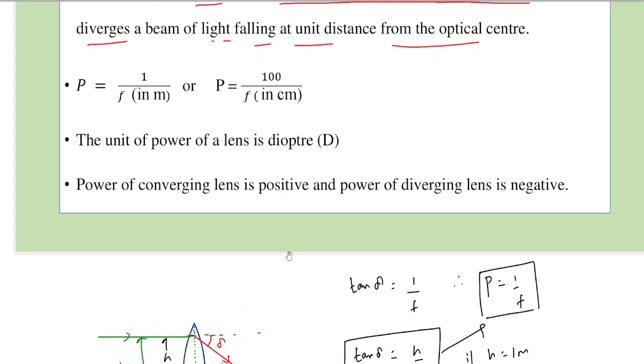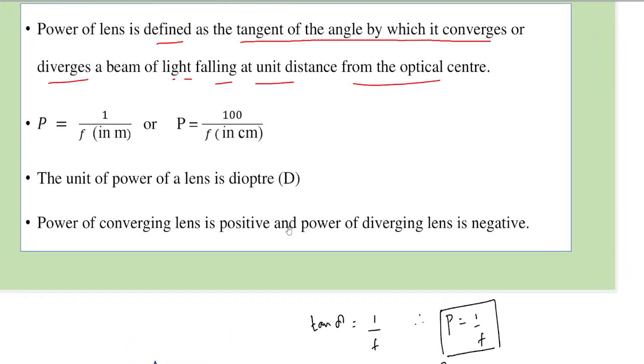And we have been seeing in the numericals that in many cases the focal length is in terms of centimeter, but to define power from this form, f should be in meter. So power is given as 1 by f if f is in meter, and the unit of power is called the diopter, which is capital D. Suppose if the focal length is in centimeter, then in that case we use 100 by f, that becomes the power.